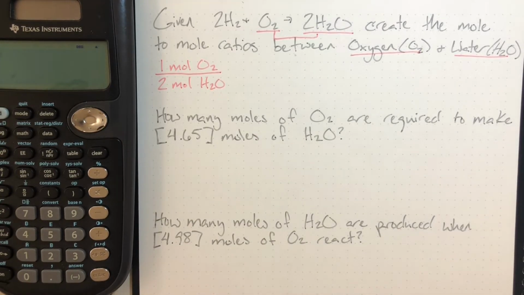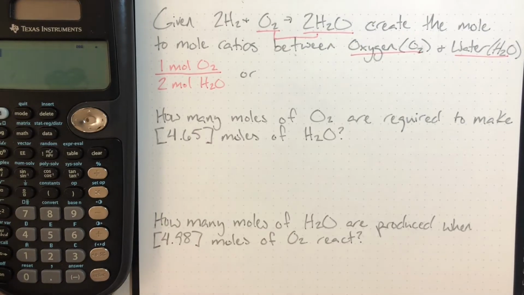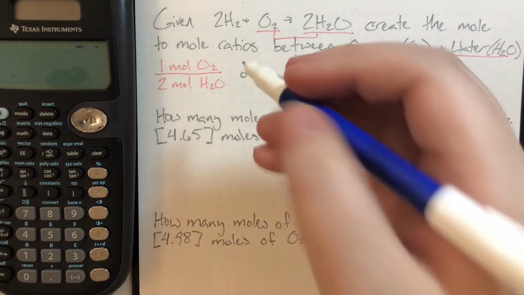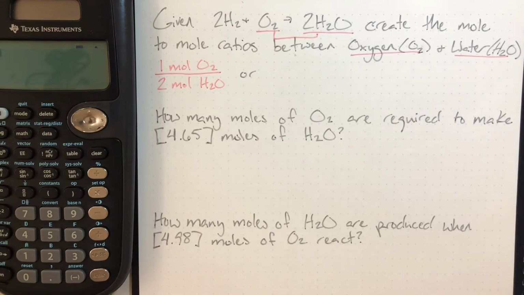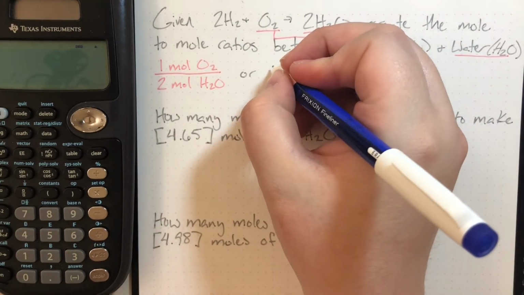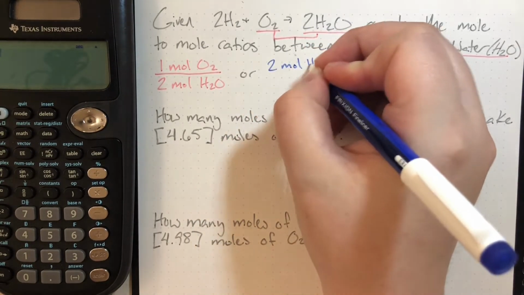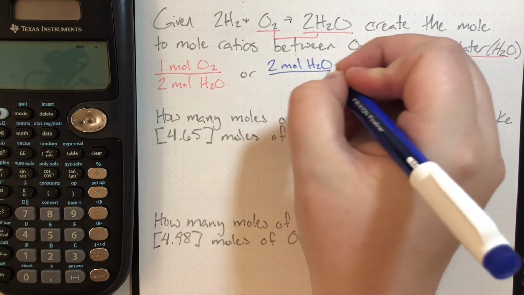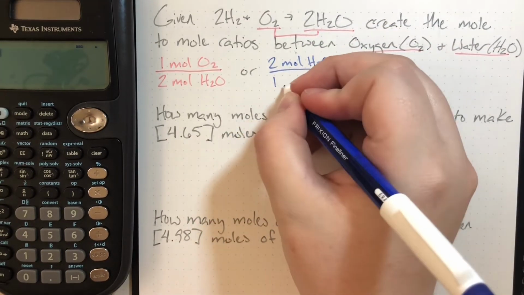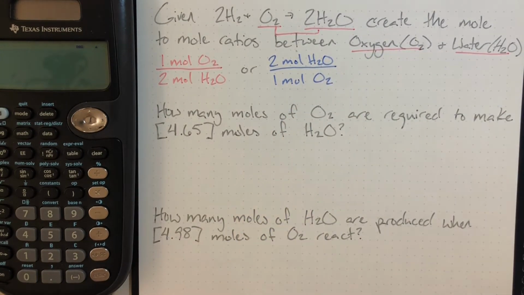We do need this ratio flipped just in case we need it in another way for another problem. So I'm going to go ahead and do that. I see that currently moles of water is on the bottom, so that means that I will put it on the top for my flipped fraction. So I will say 2 moles water for every 1 mole of oxygen.